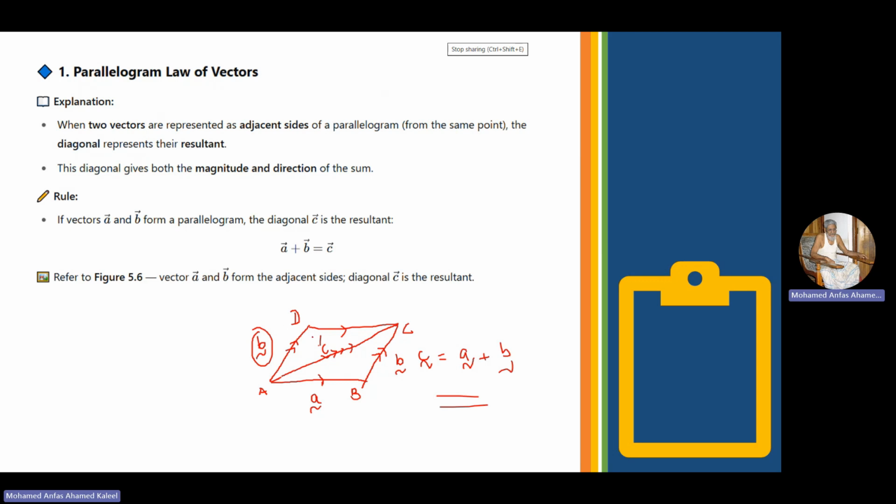To determine the magnitude and the direction, we have to use geometrical formulas. We will discuss how to derive the geometrical formulas later.